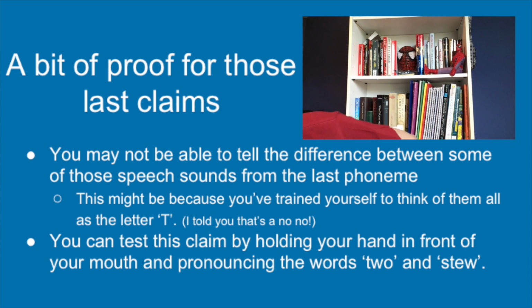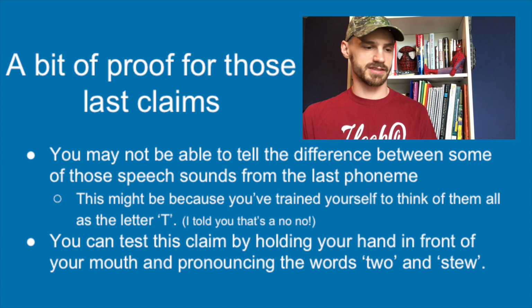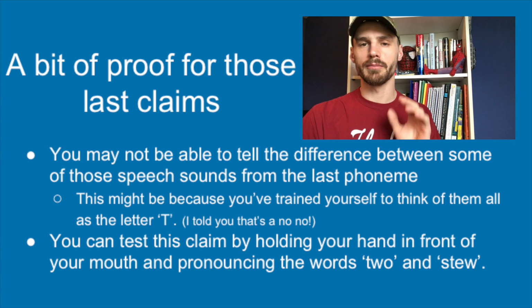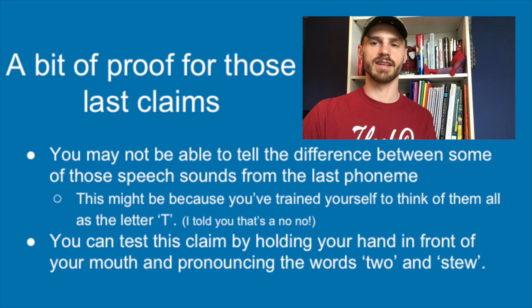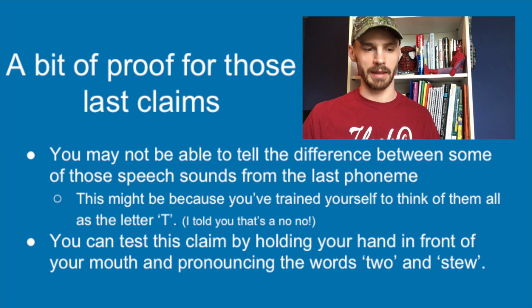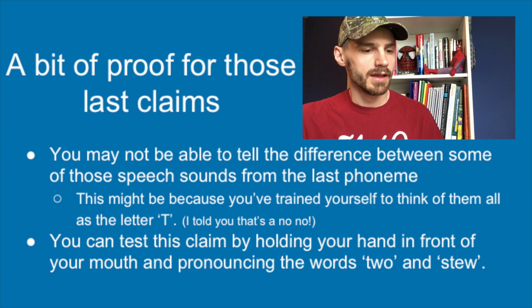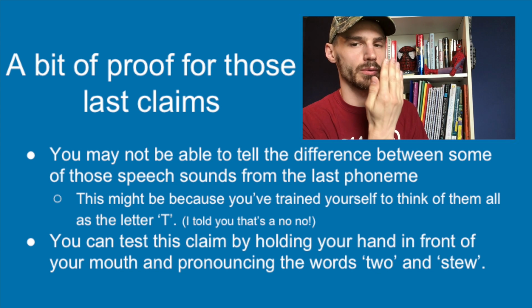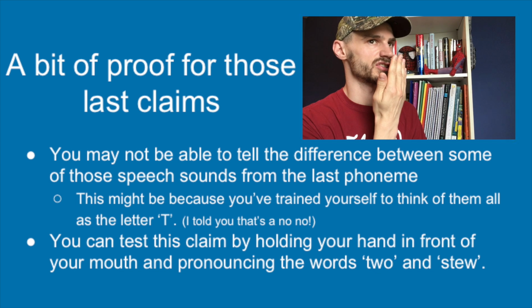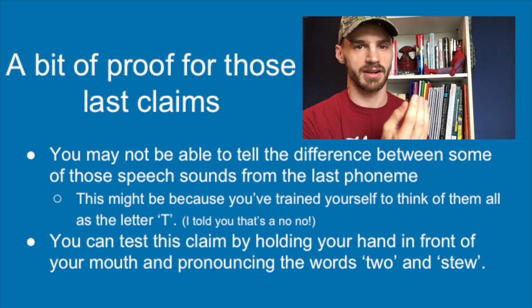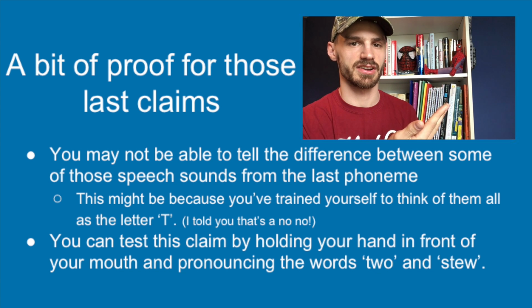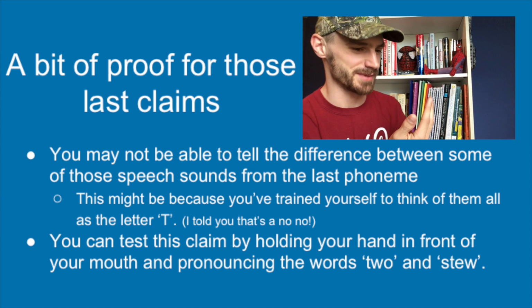I want to give a little bit of proof about some of these claims, because you may not immediately be able to tell the difference between some of those different manifestations of the phonemes, and I want to prove them to you. So you can test this claim by holding your hand in front of your mouth and saying the words "to" and "stew." This is assuming you're a native speaker of English. If you're a non-native speaker, you might still be able to test this theory. It might not work for you, so you're just going to have to trust me then.